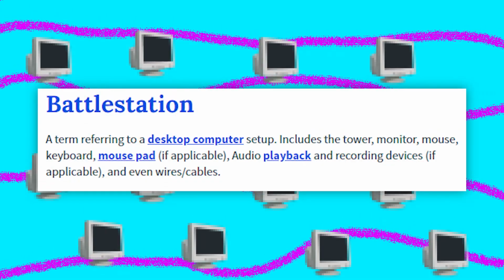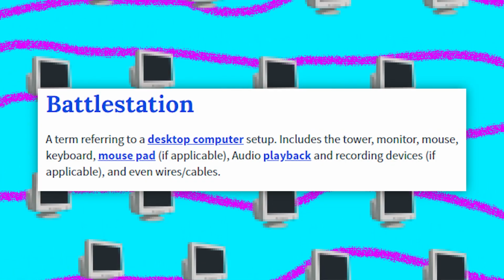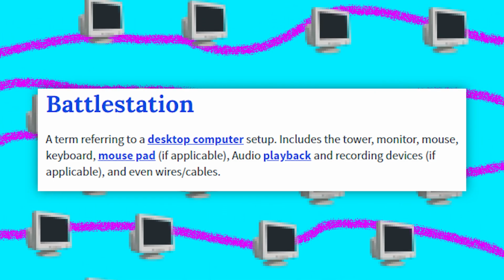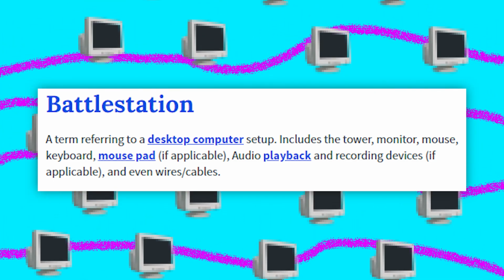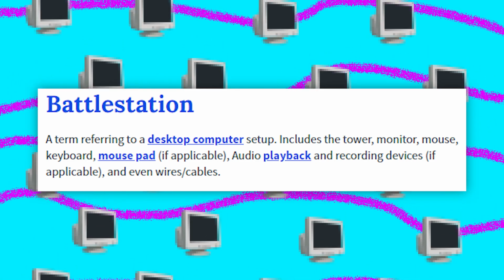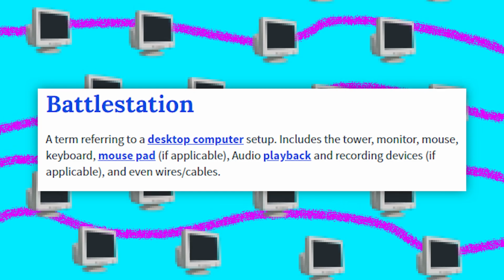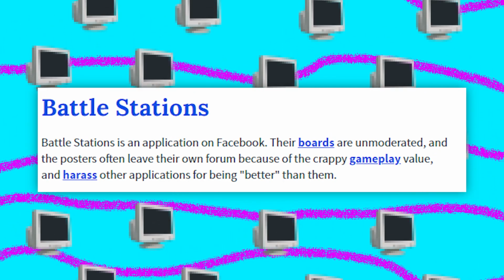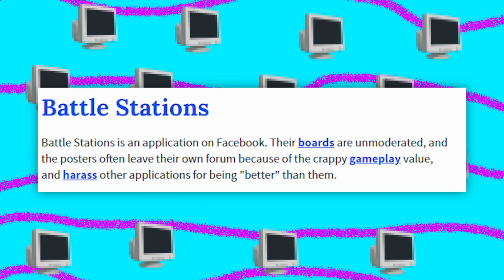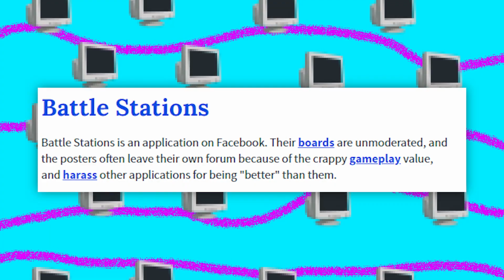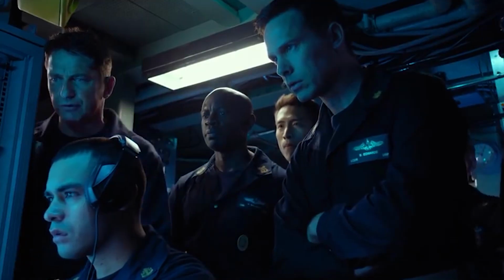Urban Dictionary defines a battle station as a term referring to a desktop computer setup. Includes a tower, monitor, mouse, keyboard, mouse pad if applicable, audio playback and recording devices if applicable, and even wires and cables. I mean, it also refers to it as an application on Facebook. Their boards are unmoderated and the posters often leave their own forum because of the crappy gameplay value and harass other applications for being better than them. But let's focus on the first term.